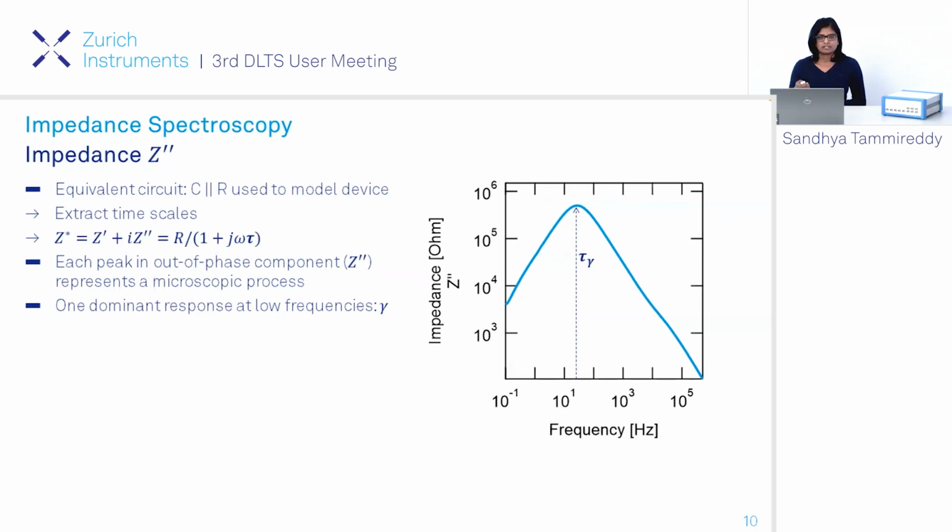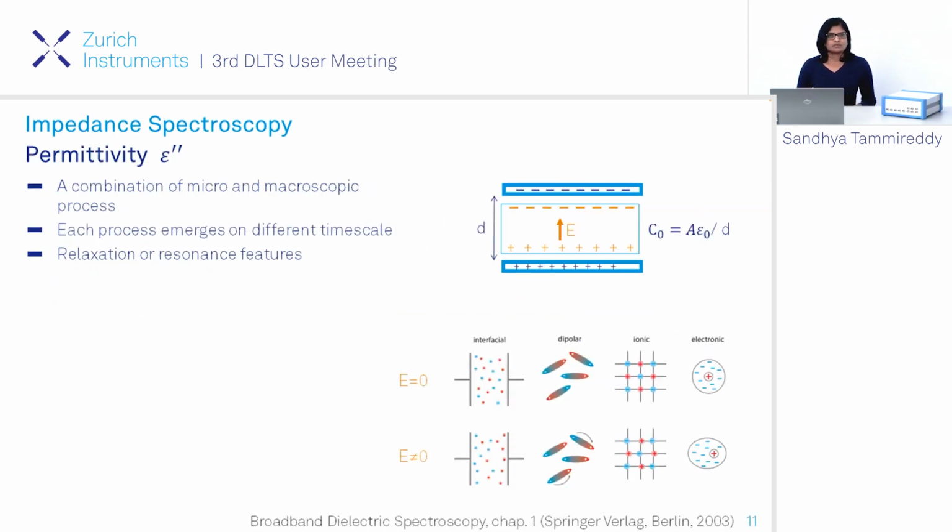And since impedance is proportional to resistance, you observe roughly about a megaohm of resistance against the current flow. But if you want to understand what the physical process involved in your device is, you need a different representation, such as permittivity or dielectric spectroscopy.